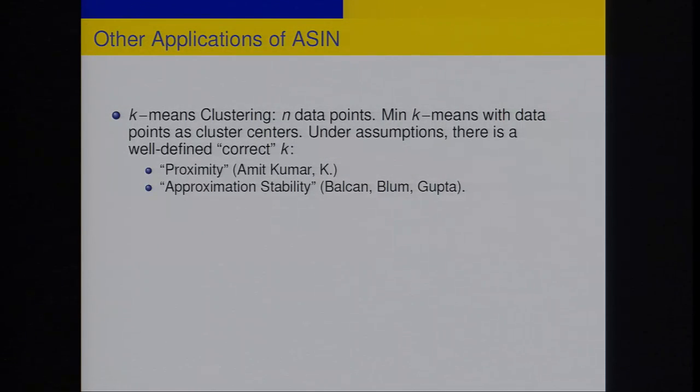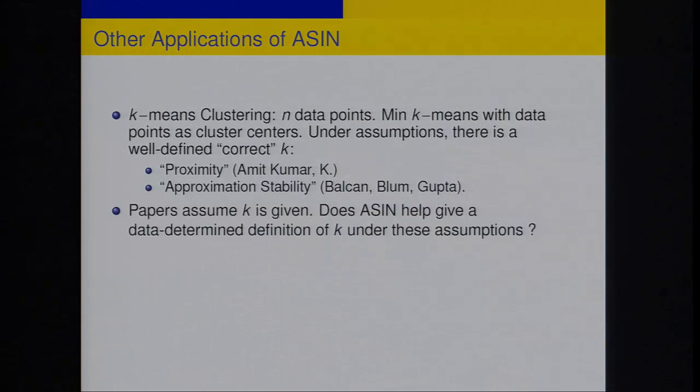If you make assumptions about the data, roughly both these sets of assumptions say there's a distinct ground truth clustering that you want to know, and the clusters are well separated in some sense. I won't go into the details of that. If you assume these conditions, then there is a correct k, but the literature assumes that k is known. It still doesn't find the k. So the question is, does ASIN help give a data-determined definition of k like it did for topic modeling?